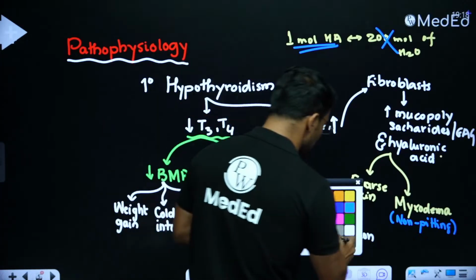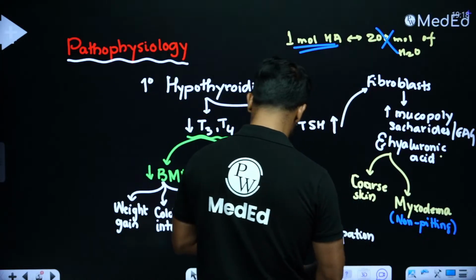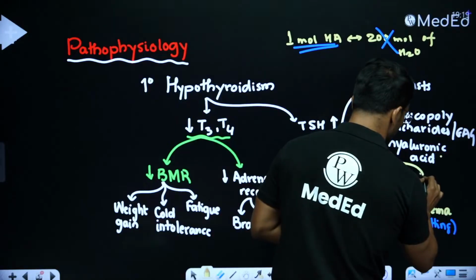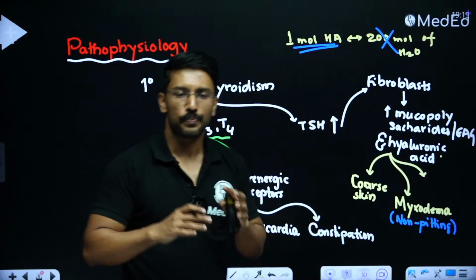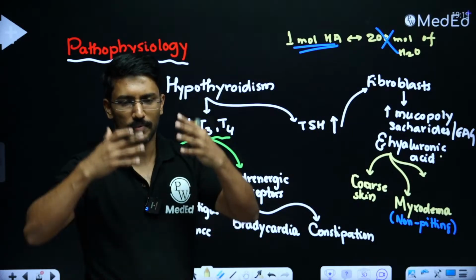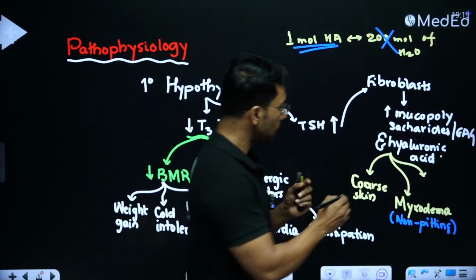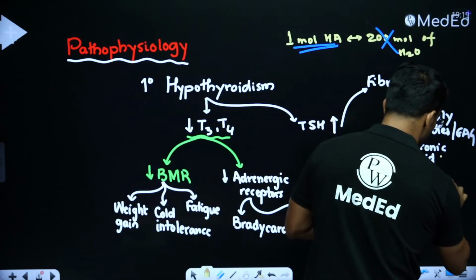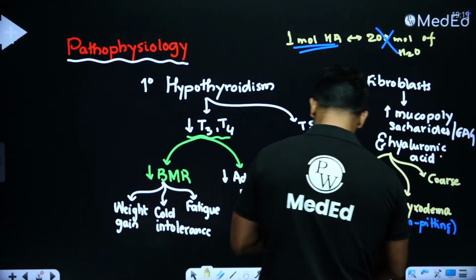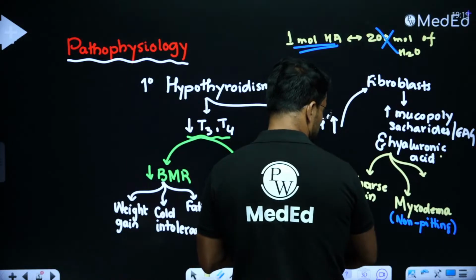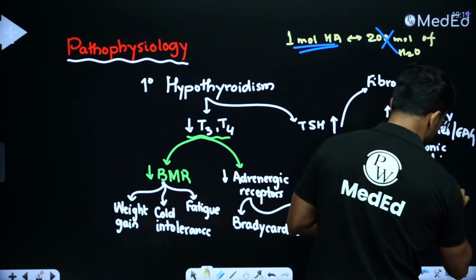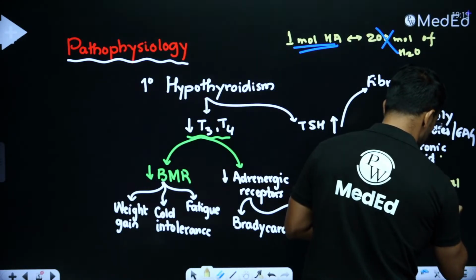Okay. Similarly, the deposition of hyaluronic acid and all on the face can give rise to coarse faces or a little rounded face. It can give rise to coarse faces, or you can simply call it facial puffiness.